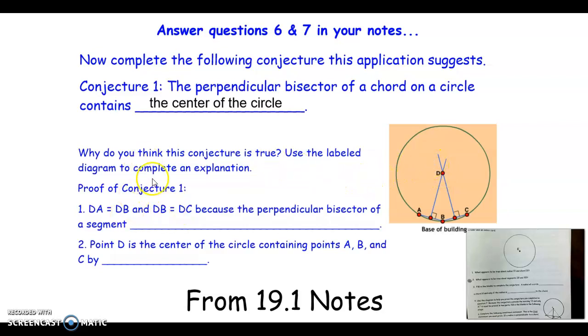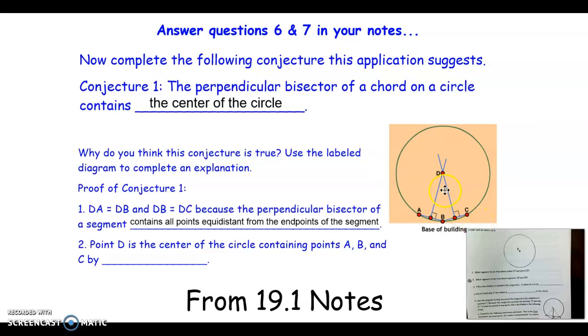So we talked about why that conjecture was true. We proved it, and it was because we knew dA and dB were equal, and dB and dC were equal. So remember, when we learned about perpendicular bisectors, we said every single point on a perpendicular bisector is equidistant from the 2 endpoints. And so because the perpendicular bisector contains all points equidistant from the endpoints, that's how we know dA, dB, and dC are all equal.